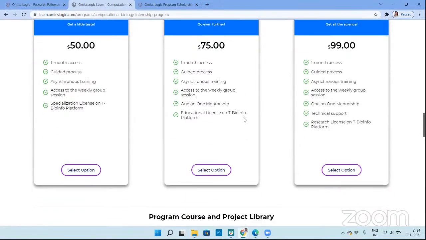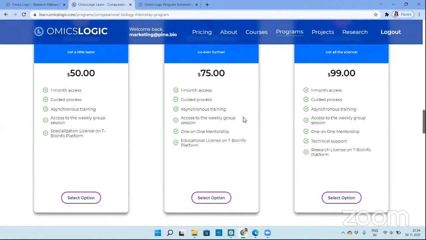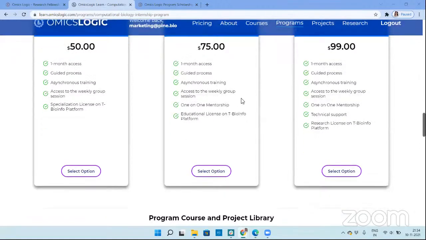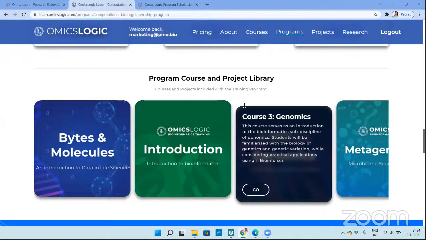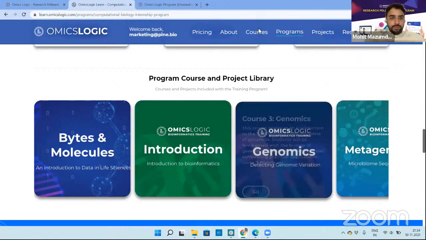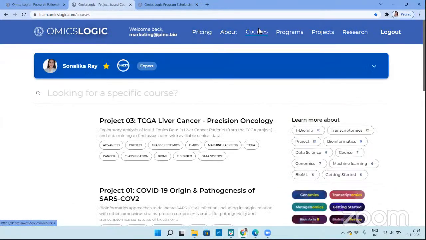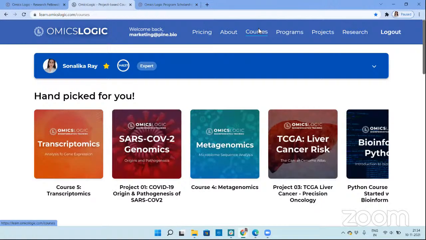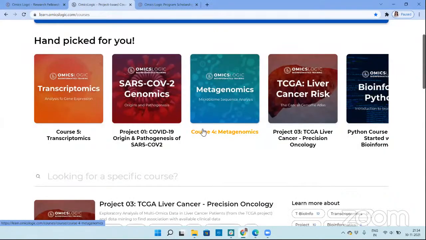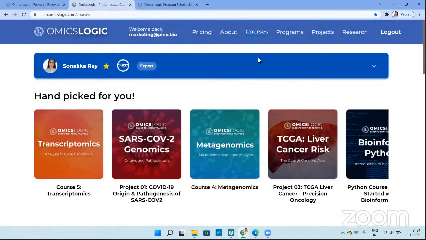This is the page where you can enroll yourself by taking up any of the licenses you would like. On this page itself, you will also get to know about the various courses and sample projects that you can go through. All the courses that Ilya showed you, and all the example projects, would be unlocked for you as part of the research fellowship program. Everything under the courses tab, you can go through and learn from.